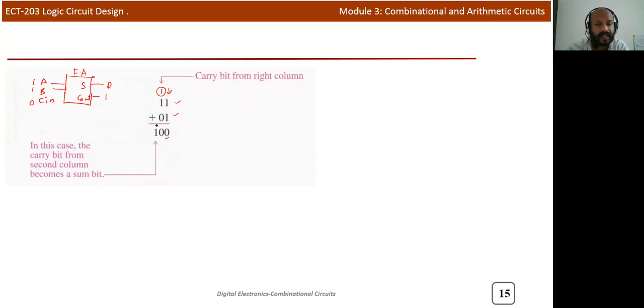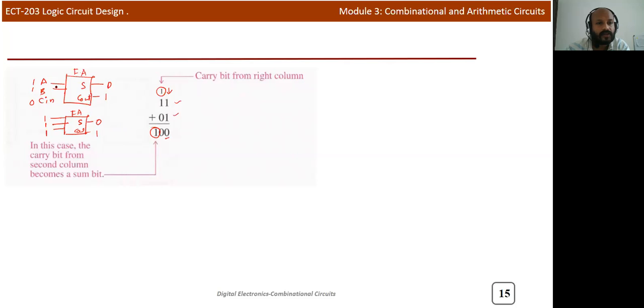When you consider the second column, again we need another addition operation, so we can use another full adder. In that full adder, the two inputs A and B are 1 and 1, and the previous carry, that is 1, we consider as the carry in. If you add 1 plus 1 plus 0, the sum is again 0, but the C out is equal to 1. This is the sum of the second full adder.